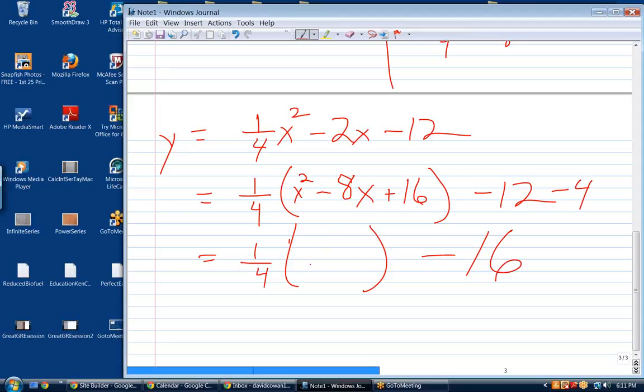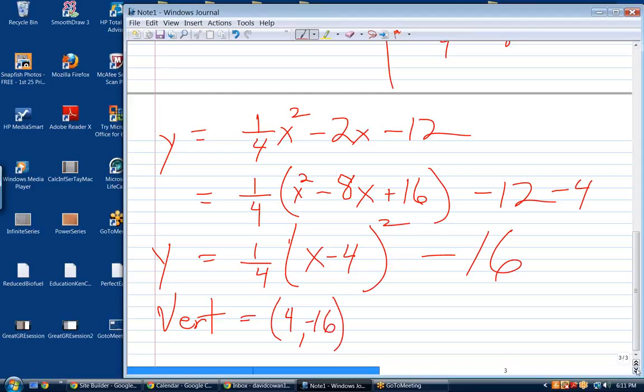So now, how's this inside go? X minus 4 squared. Right. Now we have it in standard format. So the vertex is what? 4, negative 16.